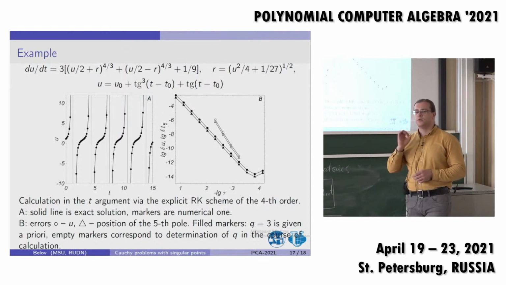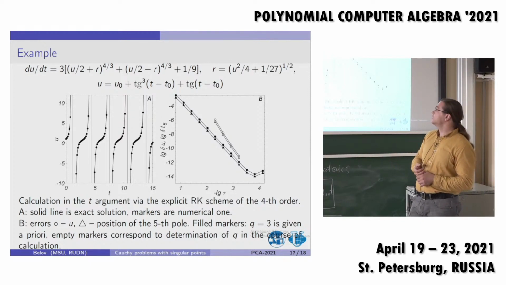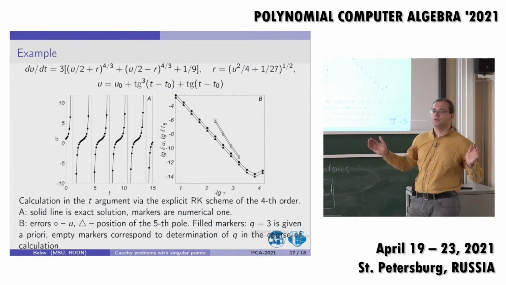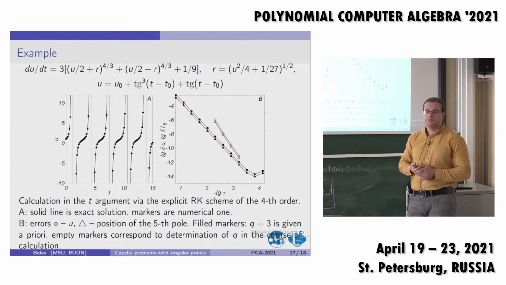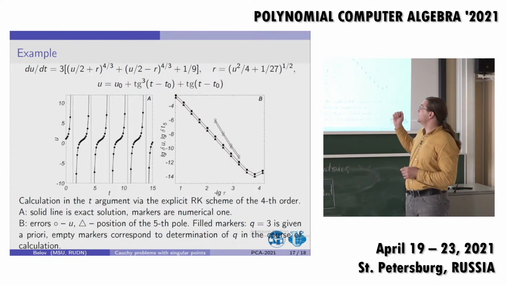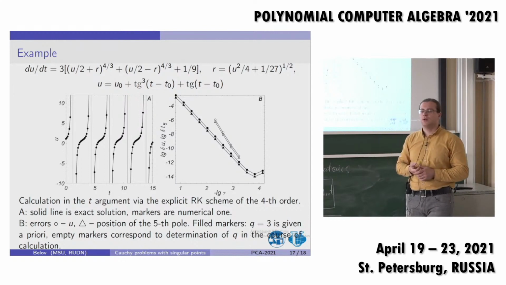Here, circles correspond to the error of the solution in the mentioned Hausdorff metric, and triangles correspond to the accuracy of the last calculated pole. We selected the time interval in order to include 5 poles of the solution, and this is the accuracy of the position of the 5th pole. You can see that the accuracy increases in full correspondence with the theoretical order of accuracy. We use the explicit strong stability preserving scheme, and the order of accuracy was the 4th one.